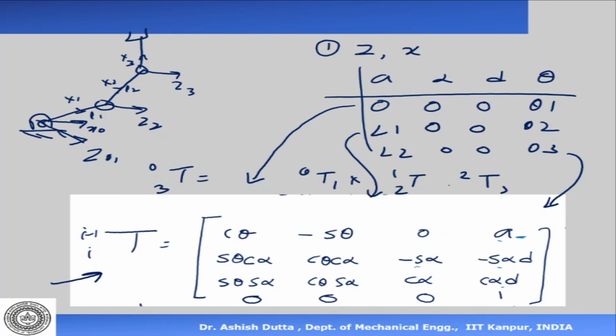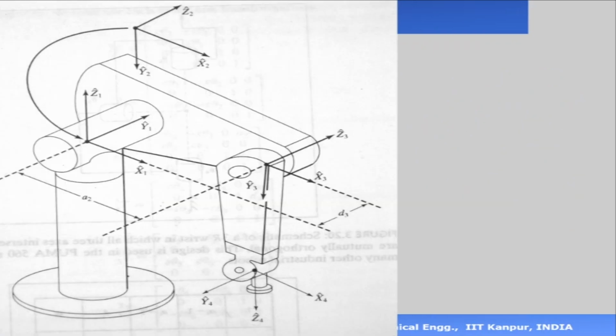Okay. Now, we started off with the example of the Puma robot. So I'll very quickly go through the Puma robot example again. We did not complete it in the last class, so we'll complete it in this class. So the first thing that we do is to assign our axis. Now, how do we assign our axis? This is a 6 degree of freedom manipulator. So the first thing that we do is to assign the first axis, which is the waist axis.